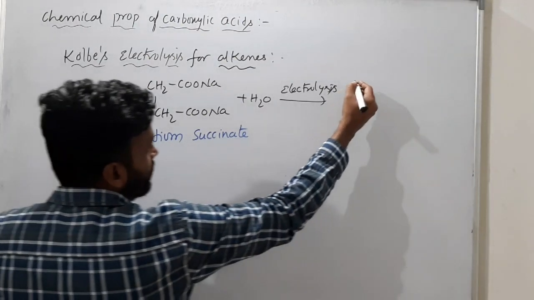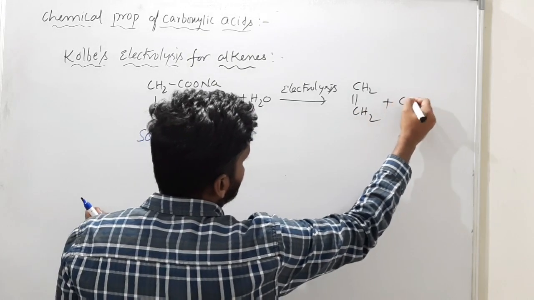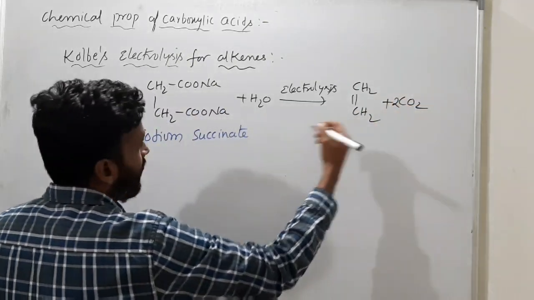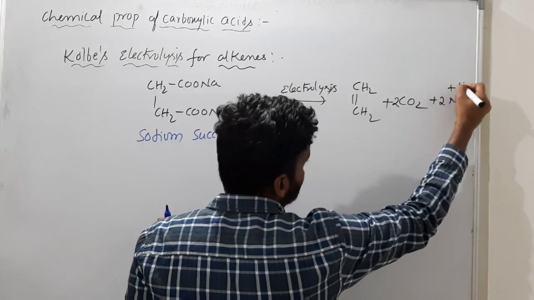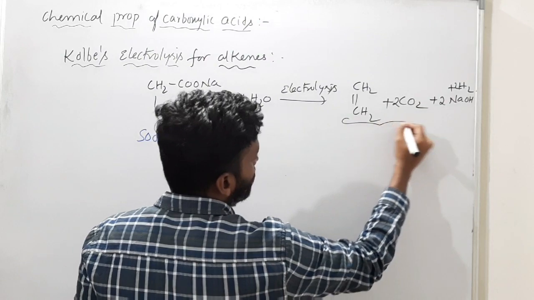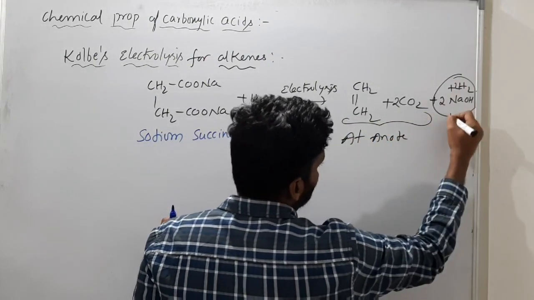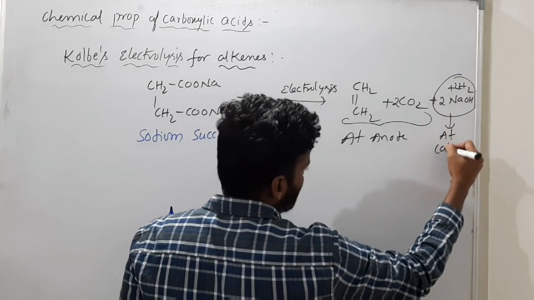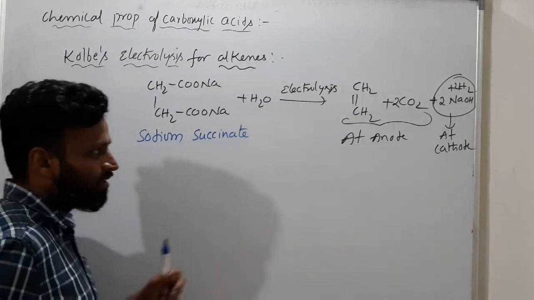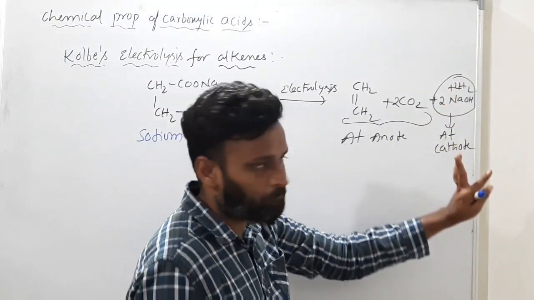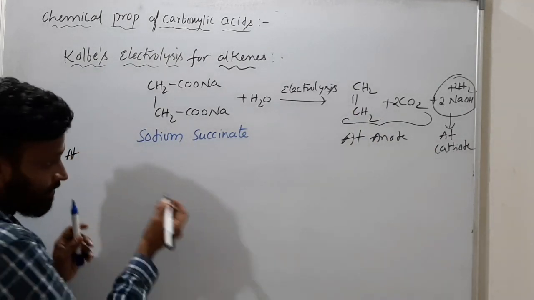What's the product here? CH2=CH2, along with 2 moles of carbon dioxide, and 2 moles of NaOH plus H2. These two are forming at the anode and these two are forming at the cathode. Same story, no doubt, the cathode reactions are the same. We only have the anode reaction, and the anode is also similar to the previous one.